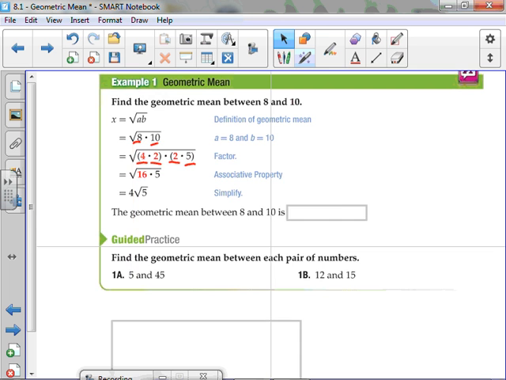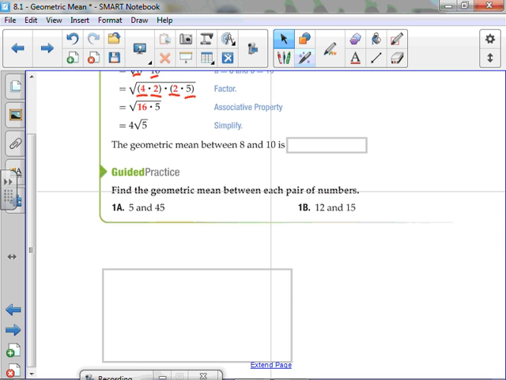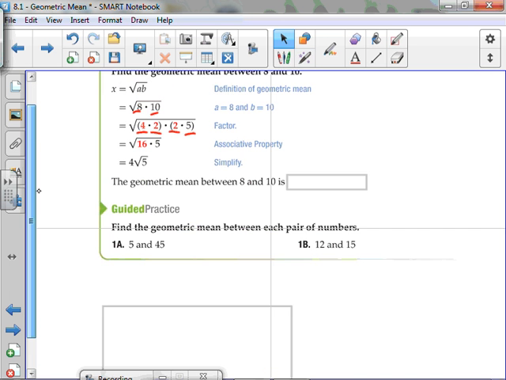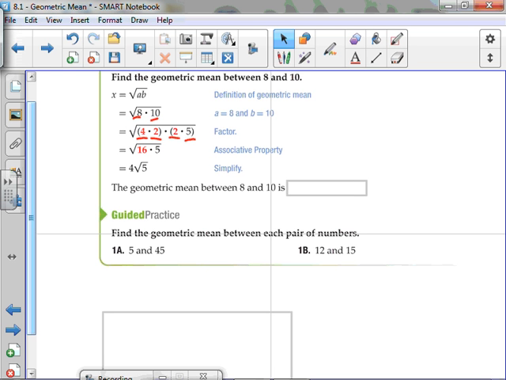And once again, Shannon is very smart. Okay, geometric mean between 8 and 10 is what then? 4 square root of 5. Or about 8.9. How did you know this is about 8.9? Because 9 times 9 is 81. We started with square root of 80, so it's going to be very close to the square root of 81, which is 9.